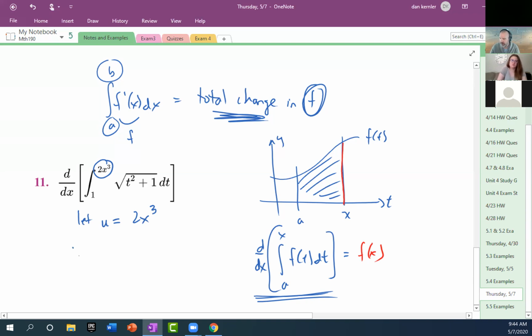So then I want to try the derivative with respect to x of the integral from 1 to u of the square root of t squared plus 1 dt.